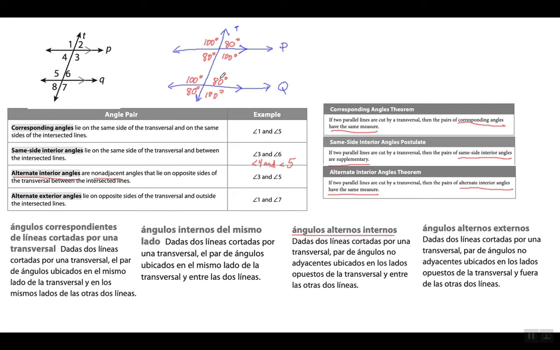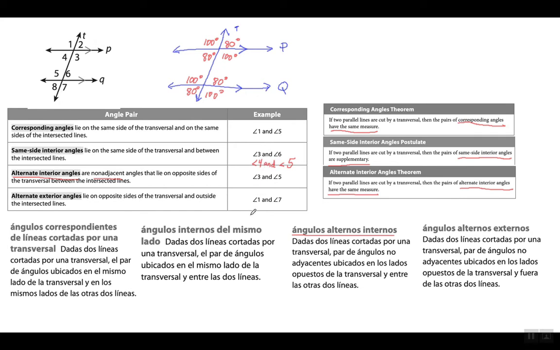Alright, last one. Alternate exterior angles. They lie on opposite sides of the transversal and outside the intersected lines. So for example, angle 1 and 7. Again, exterior means outside. Alternate exterior angles. So angles 1 with 7 are alternate. They're on alternate sides of the transversal and they're on the exterior. Just like angle 2 and angle 8 are alternate exterior angles.